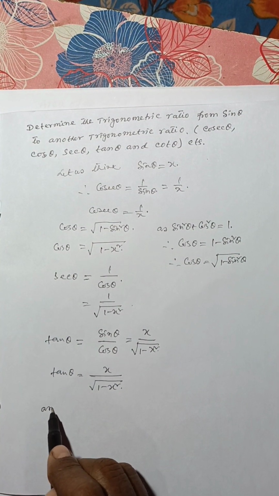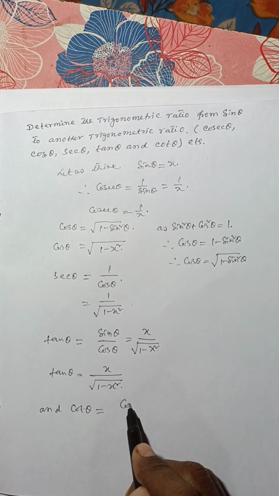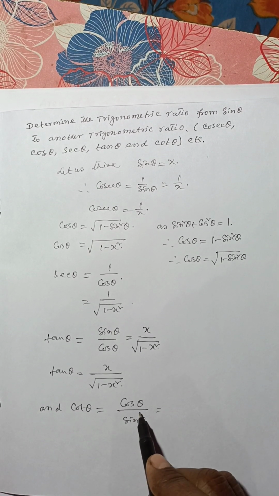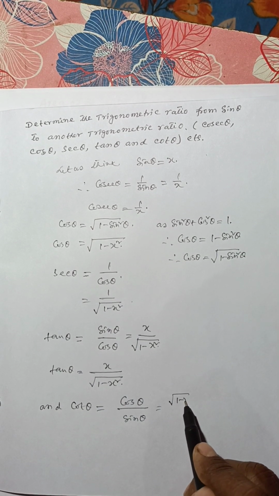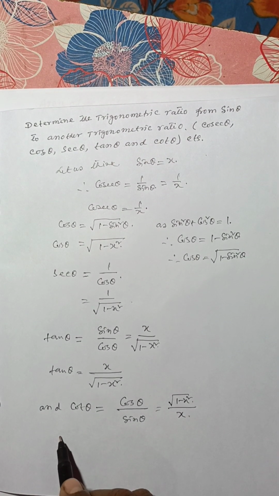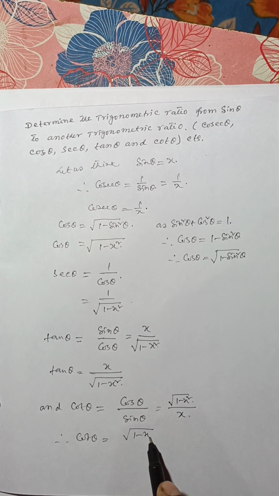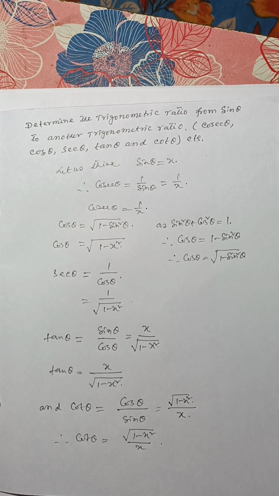And cot theta equal to cos theta divided by sin theta. So we know the value of cos theta equal to root over 1 minus x square and that of sin theta equal to x. Therefore, cot theta equal to root over 1 minus x square by x. In this process, we can easily determine the trigonometric ratios from sin theta to another ratio.